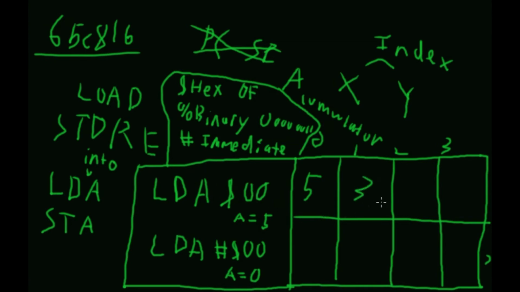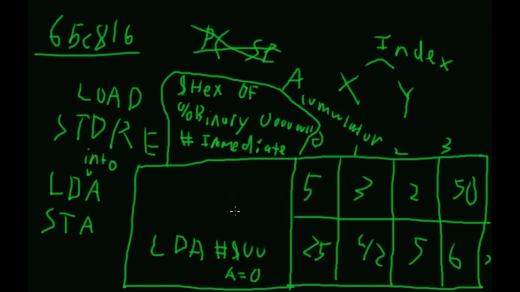So let me just fill these out with random numbers. I'm just going to write them as decimal for simplicity: 42, 5, 6, 50. Just random numbers here. So let me erase this.